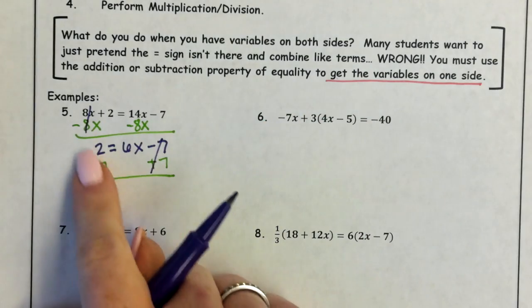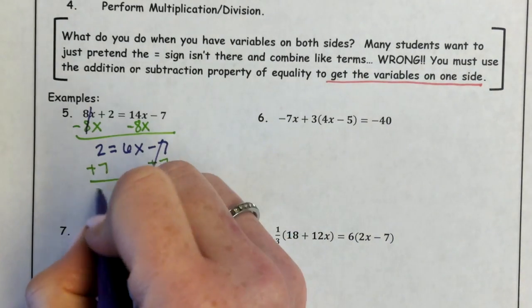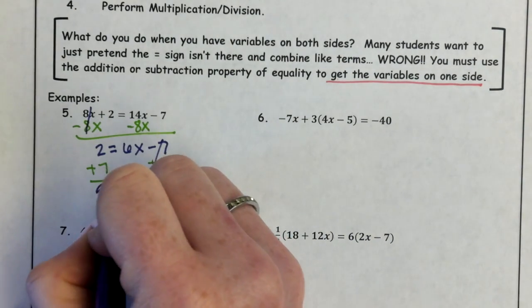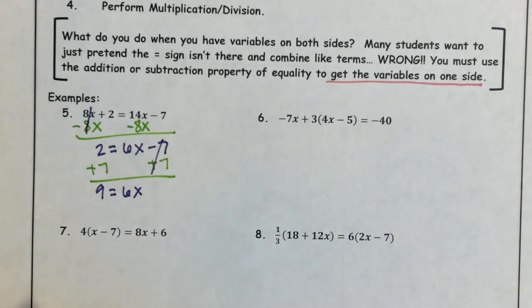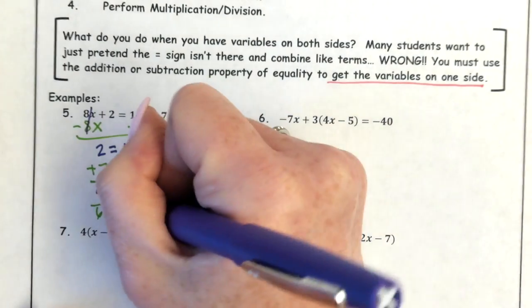That's gone. So remember, when we move under the equal sign, we have to do the opposite operation. So then 2 plus 7 is 9 equals 6x. Then we're going to divide by 6 to get the x by itself.